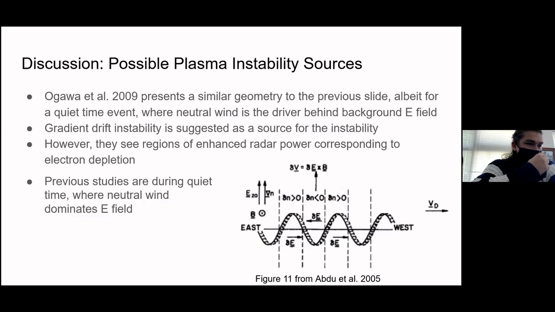But yeah, the main difference between this study and the previous ones is that the neutral wind is the dominant electric field driver, and it's also storm time during the event I showed. So the magnitudes are much, much greater because the velocities are greater, everything's greater as well, because it's a huge storm event.